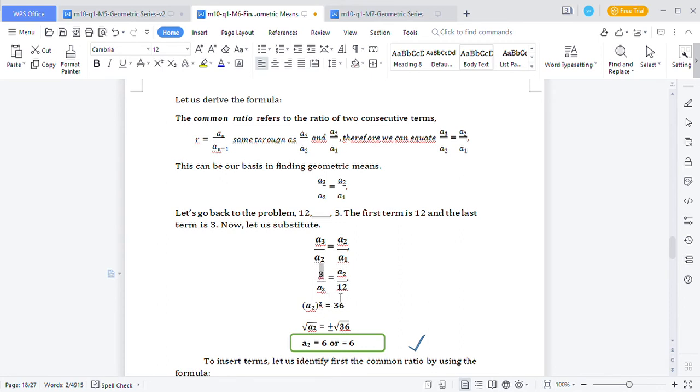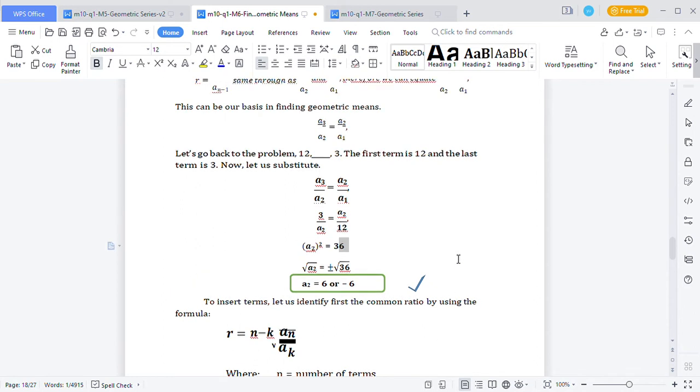So, we have a squared times a squared, that is a sub 2 pala, sorry. A sub 2 squared. And 12 times 3, that is 36. So, to remove the square there, we have to square root both sides. So, you have a sub 2 is equal to either positive 6 or negative 6.